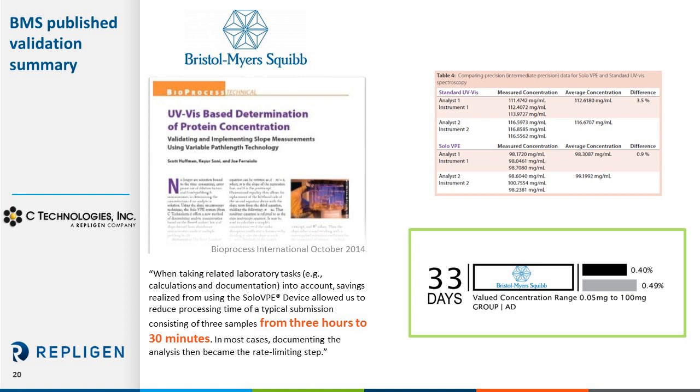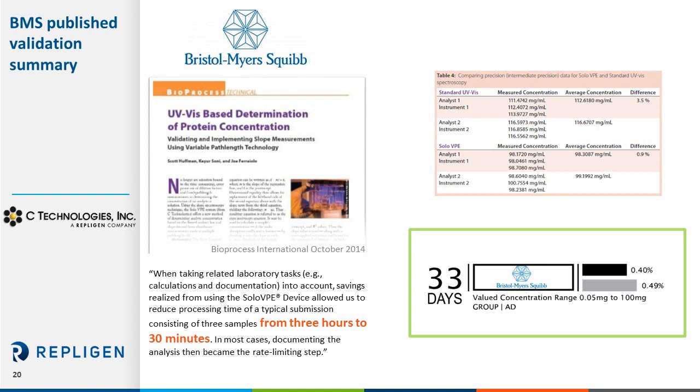Additionally, the number of days saved is per Solo VPE. So we've never had a customer not save at least a month of time when implementing slope-based technologies over traditional UV, which then accounts for a very quick return on investment in approximately 3 to 4 months' time.